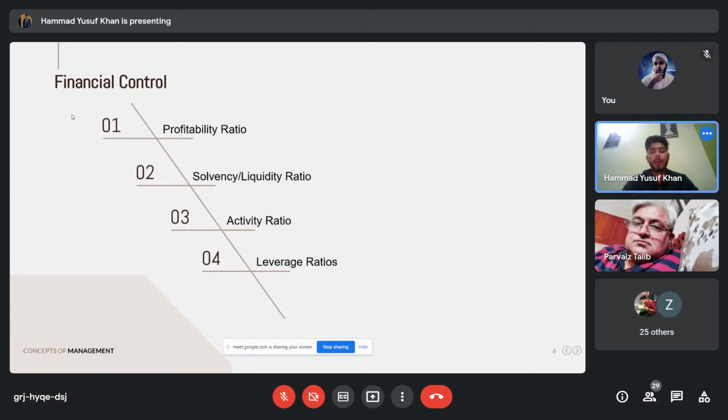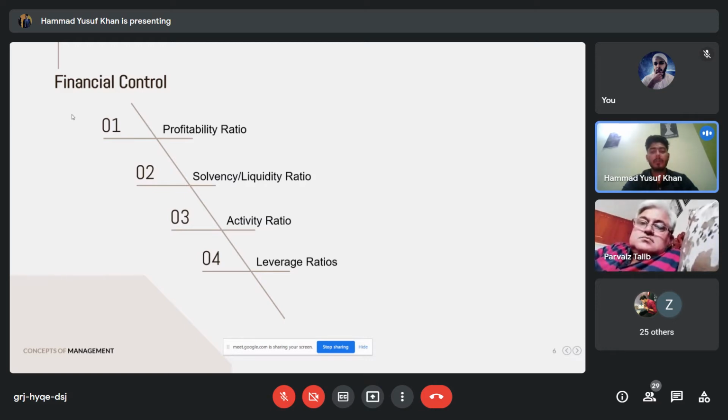The first type is profitability ratio. It suggests the ability of an organization to get maximum return on investment. An ideal ratio is greater than 10. The second is solvency or liquidity ratios. It suggests the ability of an organization to liquefy its assets as and when the need arises.